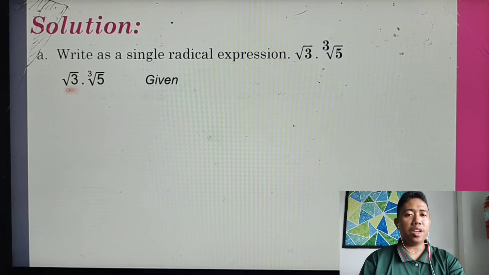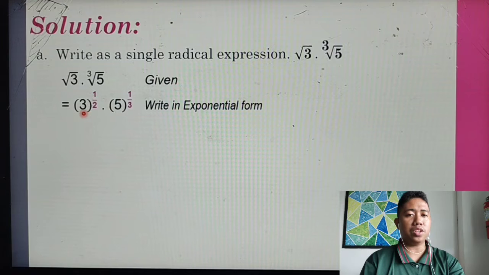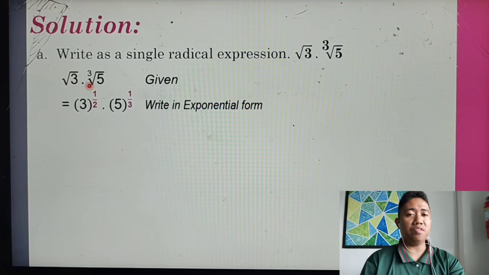In order to express it as a single radical, let us write each of the radicals in exponential form. The symbol is a square root, so it has a denominator of 2, and inside the radicand we have 3 raised to the power of 1. Converting to exponential form, it becomes 3 raised to the power of 1/2. The next radicand is the cube root of 5. The cube root has a denominator of 3 in the exponent, and 5 has an exponent of 1 on the numerator. So it becomes 5 raised to the power of 1/3.